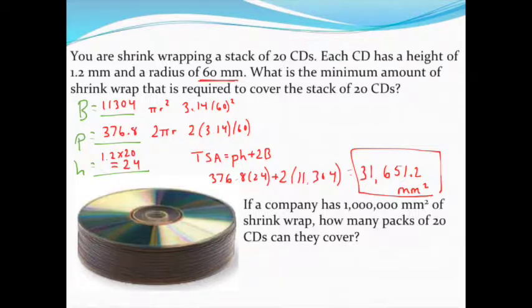So since we have 1,000,000 square millimeters to work with, let's divide that by what each stack takes. Each stack takes about 31,651.2. So dividing that gets us an answer of approximately 31.59. Now, because we can't wrap a partial stack of CDs, I need to make sure I round that number appropriately. Now, we may be tempted to round up to 32, but we don't have enough shrink wrap to wrap that much. At most, I can wrap 31 stacks of CDs.